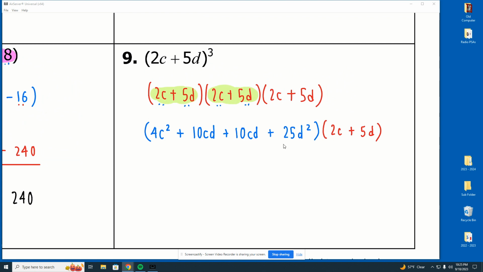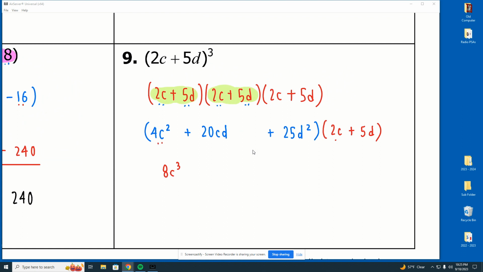Now, before we start multiplying all this, don't forget, if these are like terms, we can combine them. What is 10cd plus 10cd? Well, that's 20cd. So I'm going to use my pencil and erase that and change that to plus 20cd. Now we can do all of our multiplication and we'll be finished. Ready? 4c squared times 2c. Okay, 4 times 2 is 8, and c squared times c is c cubed.